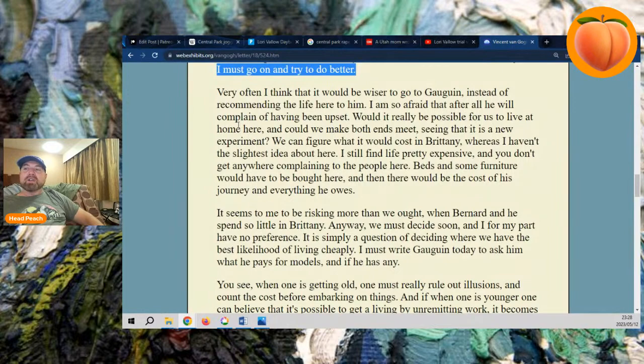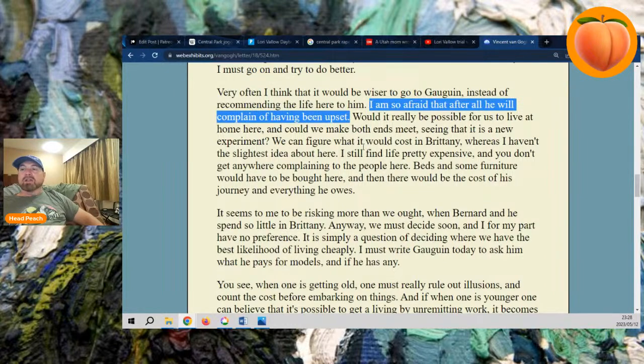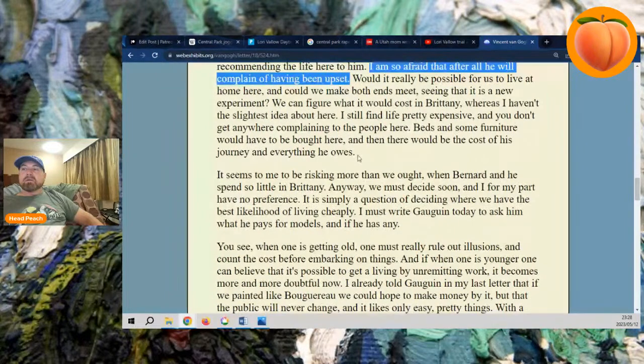Then he says, very often I think it would be wiser to go to Gogh instead of recommending the life here to him. I am so afraid that after all he will complain of having been upset. And isn't that fear going to be realized, that Gogh is going to come there and he is going to be upset? Would it really be possible for us to live at home here? And could we make both ends meet, seeing that it is a new experiment?